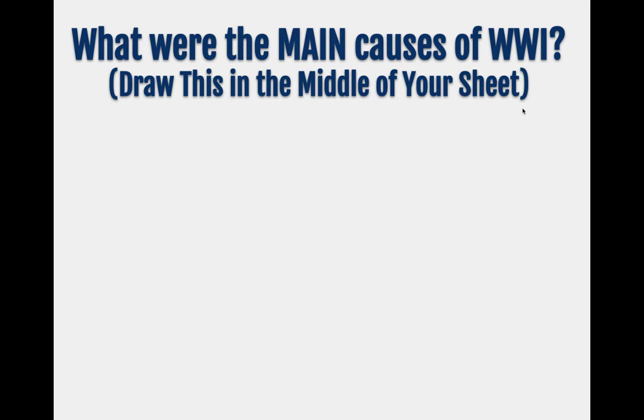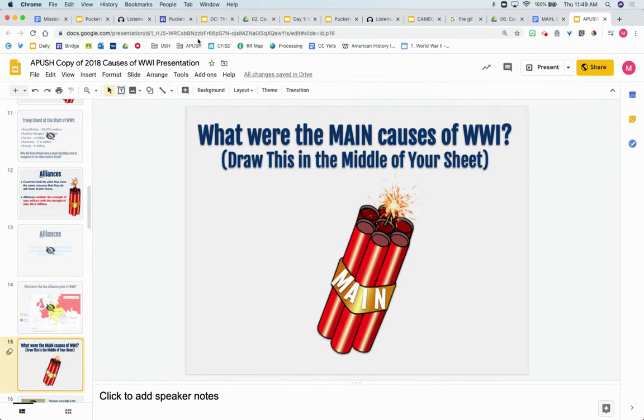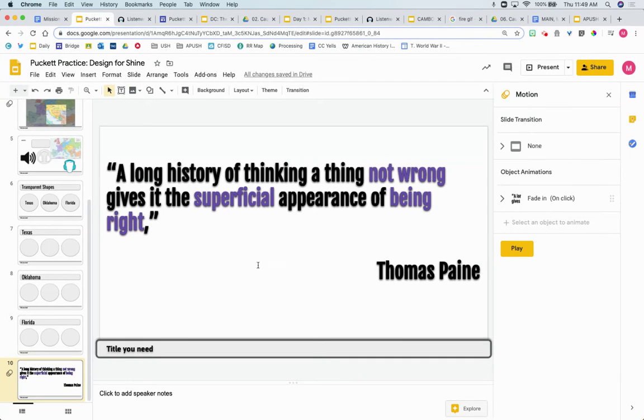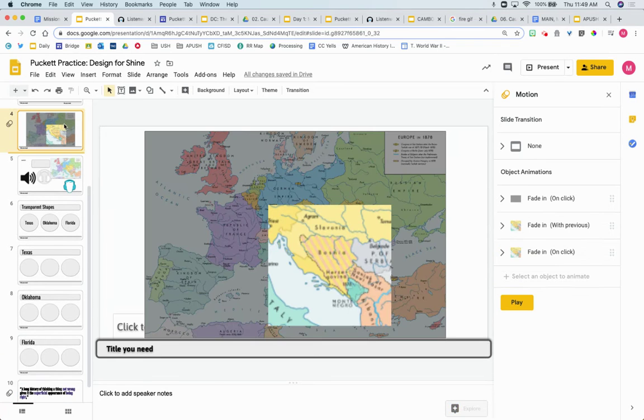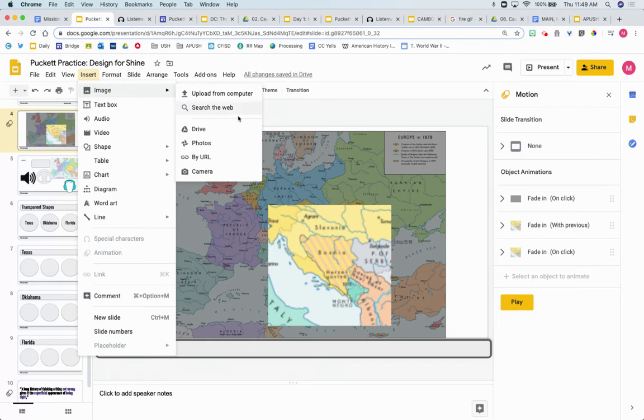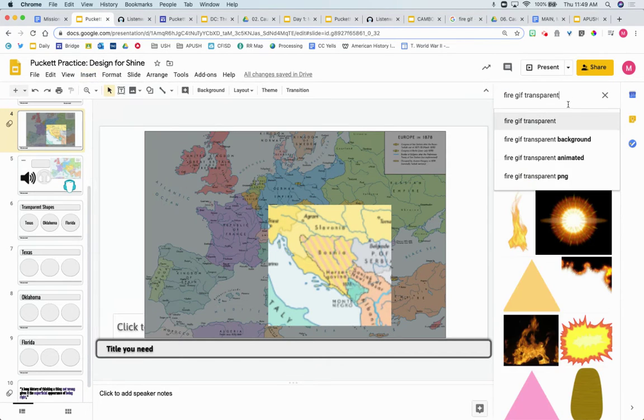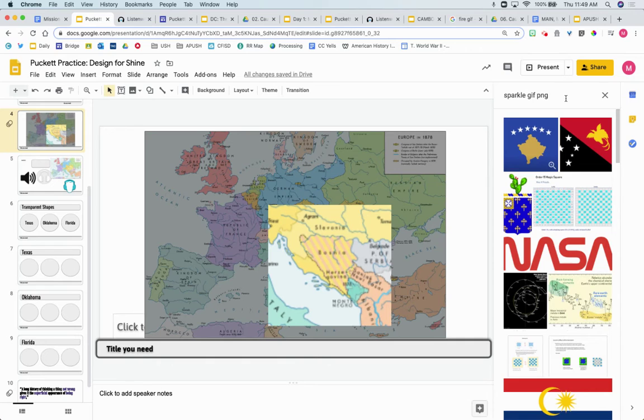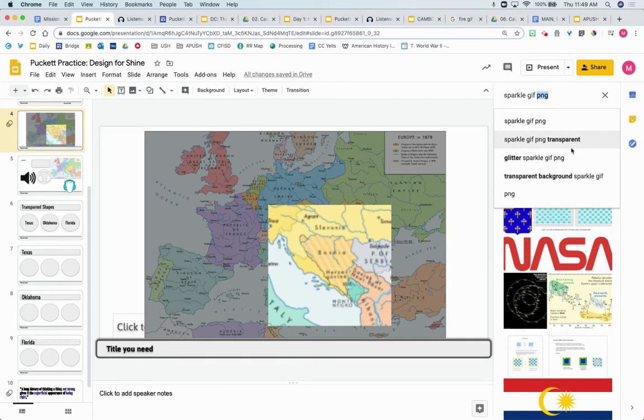So the way that you do this, though, is in your Drive over here. We'll do it on this slide. Let's say I want to insert an image. Now, sometimes when you're looking for, say, sparkle GIF or PNG, it's usually, no, we're going to say transparent.